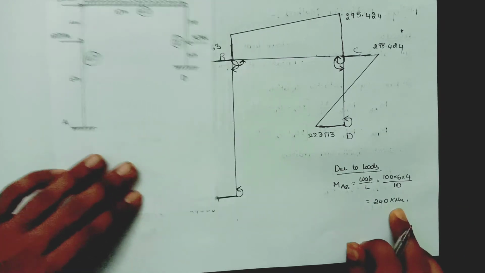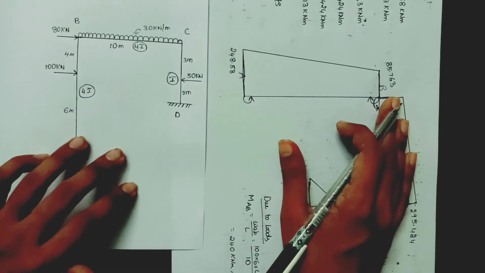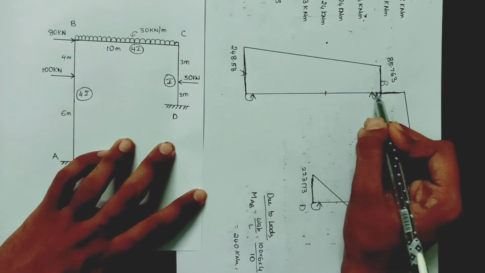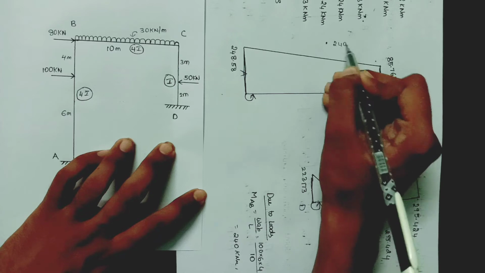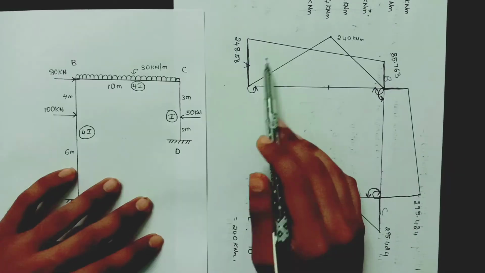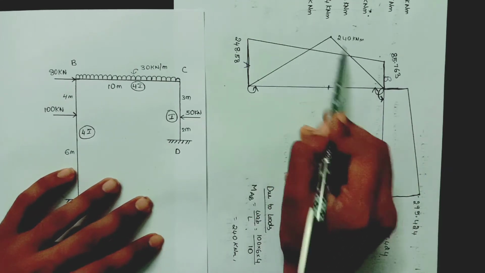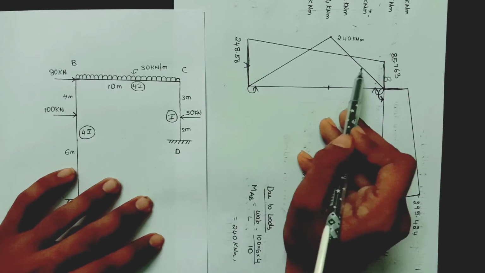So the value is 240 kilonewton meter, and we have to represent the same here. From A, this is 6 meters. From B, this is 4 meters, and this is the 240 kilonewton meter. Now join these 2 points to obtain the triangle. So we have completed the member AB.